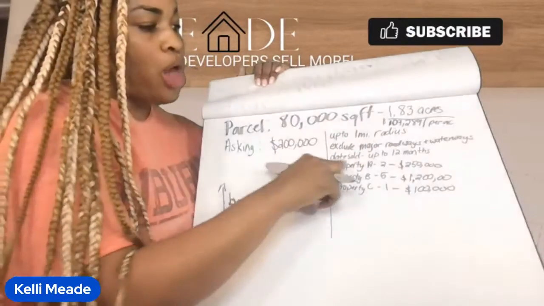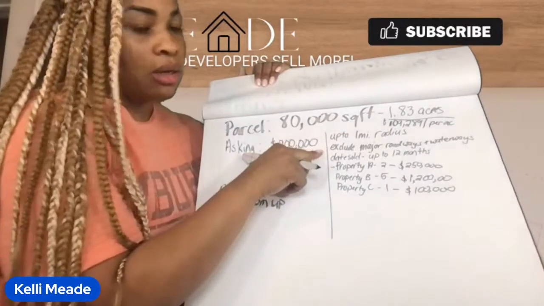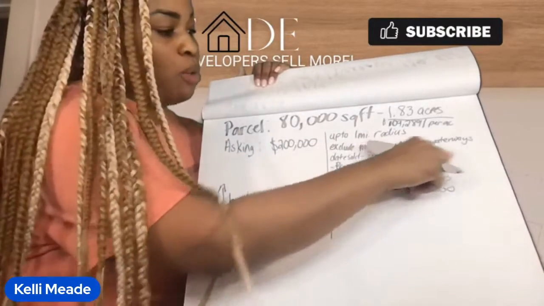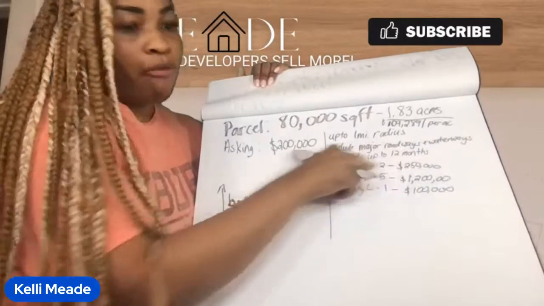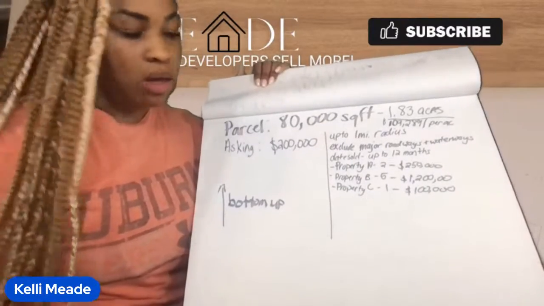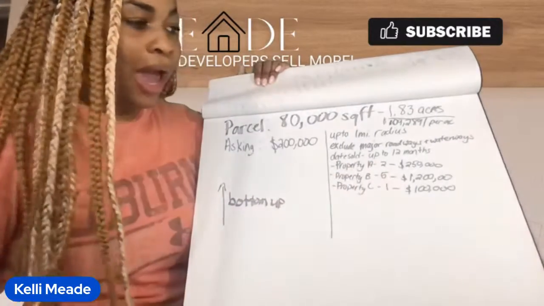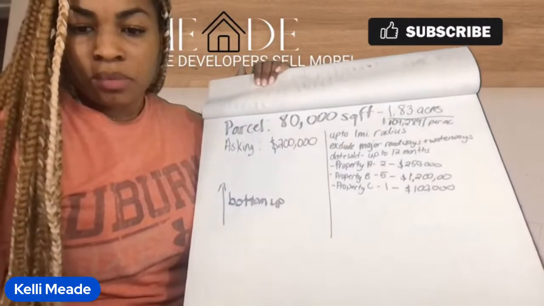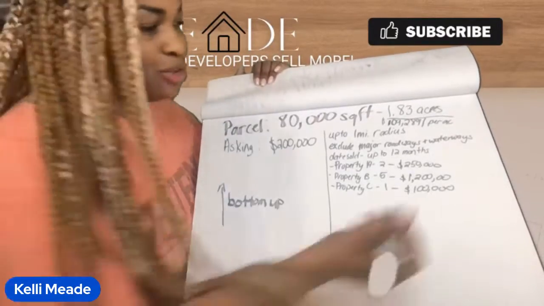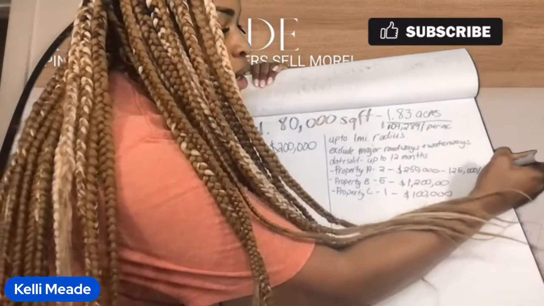So we're going to look at the comparable properties within a mile radius that are not separated by a major roadway or waterway and that were sold up to 12 months ago. We're going to look at every one of these properties and determine what they sold for per acre. So for property A, 250 divided by 2 acres, which is 125. So 125 per acre.